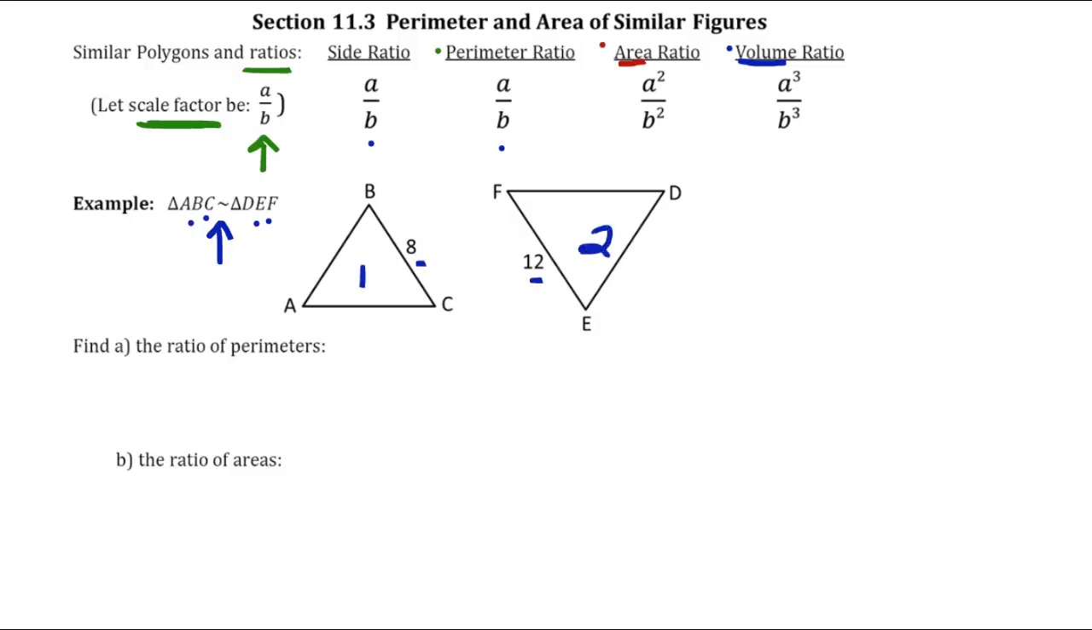And so the ratio of perimeters between the two figures, figure 1 and figure 2, so BC is 8 over 12. Now, whenever you write a ratio, remember that you have to reduce. So I can divide the top and the bottom by a factor of 4. So I can reduce this to 2 over 3. And so that would be the ratio of the perimeters of the two figures.